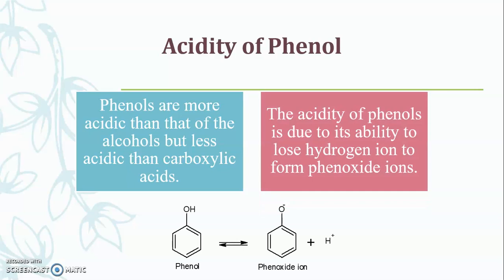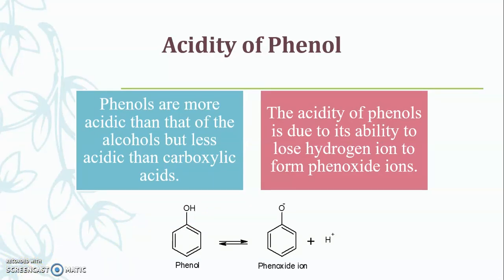Now the acidity of phenol is due to its ability to lose the hydrogen ion to form a phenoxide ion. Here in this reaction you can see why phenol is considered as acidic. If we consider this structure, we can divide it into 3 parts. One is this aromatic system, the second part is oxygen, and the third part is hydrogen. Now we know what is the meaning of acid. According to Lewis theory, acids are the substances which donate the hydrogen ion.